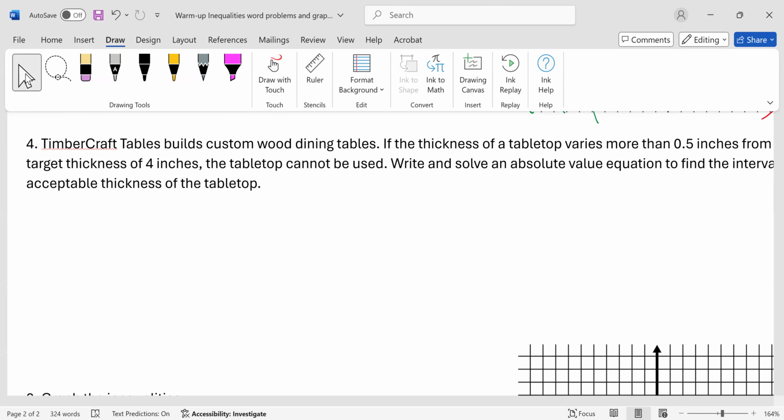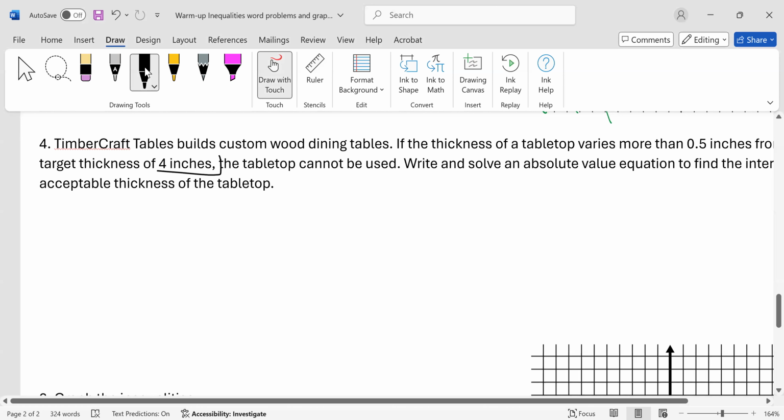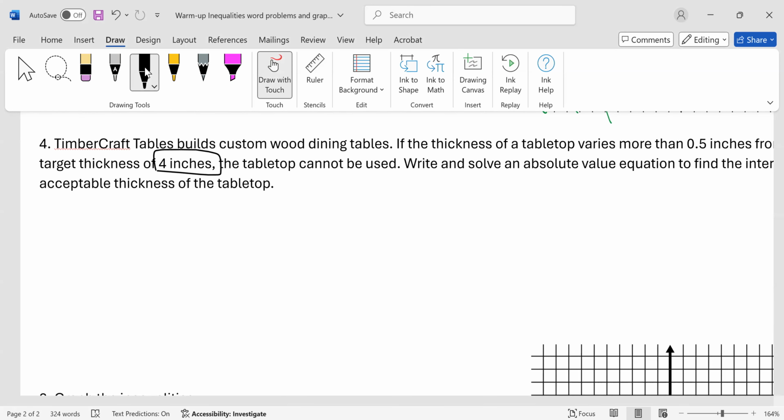So it says, write and solve an absolute value equation to find the interval of the acceptable thickness of the tabletop. I'm going to pause here and let you guys figure it out. Okay, so let's talk about it. Your target thickness is 4 inches. You want your tabletop to be 4 inches thick. So that means absolute value of x minus 4, where x represents the actual thickness, needs to be less than or equal to 0.5.